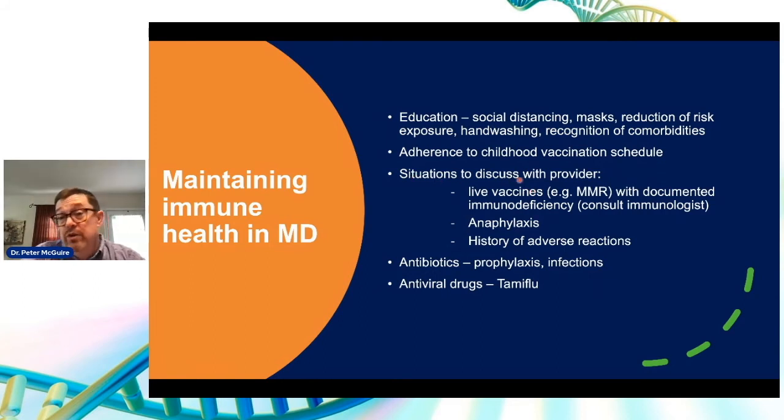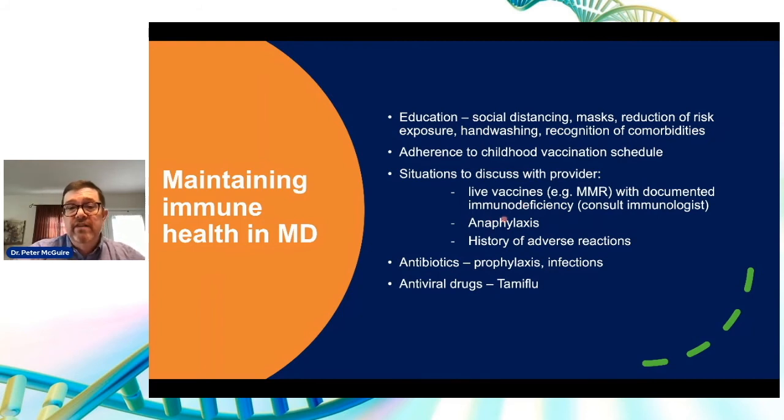Situations to discuss with your provider with regards to the vaccination schedule. So if there are live vaccines, basically with documented immunodeficiency. If you're an individual who's concerned about live vaccines, such as the measles, mumps, rubella vaccine, and you have documented immunodeficiency, you should discuss that with your immunologist.